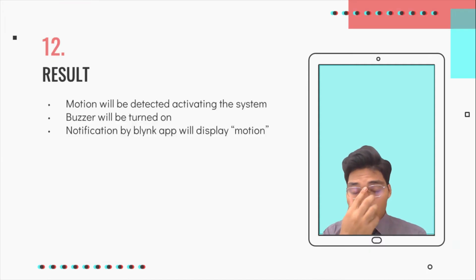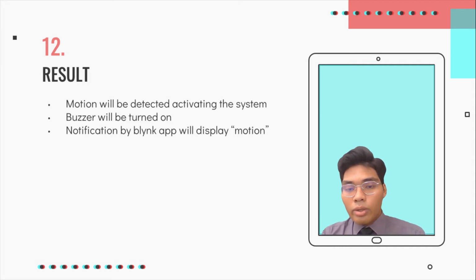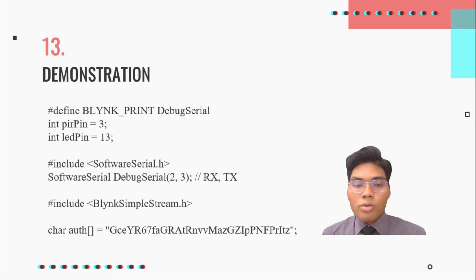So the result is when intruder break into the house, you can see here motion detected. So means that the buzzer will turn on and notification will be sent through Blink app, which it will display motion.